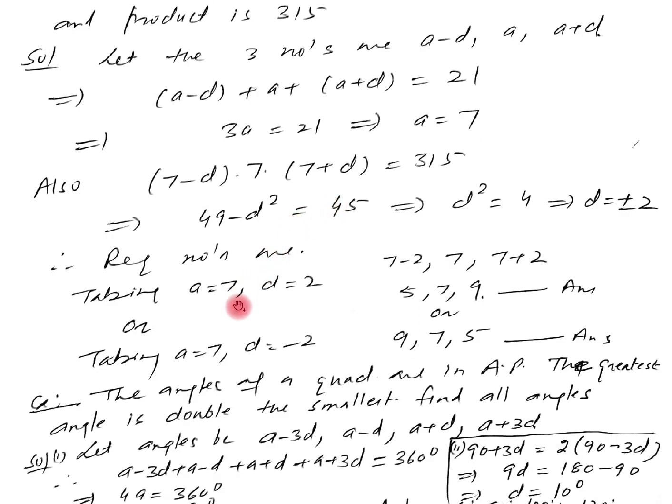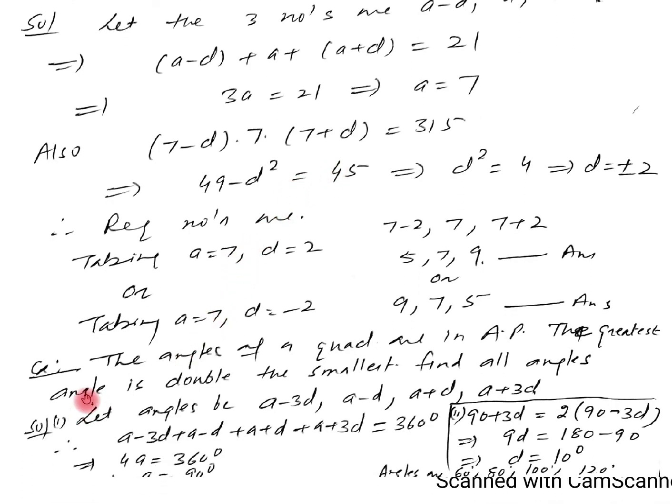Now let me explain another type of this question. Now here, the angles of a quadrilateral are in AP. The greatest angle is double the smallest. Find all the angles. Now we have to find out the angles of the quadrilateral, and a quadrilateral has 4 angles, and we also know the sum of the angles of a quadrilateral is 360 degrees. So I am taking, let the angles be A minus 3D, A minus D, A plus D and A plus 3D.